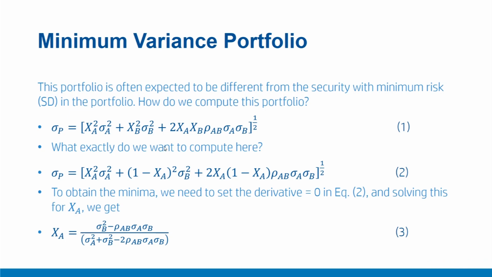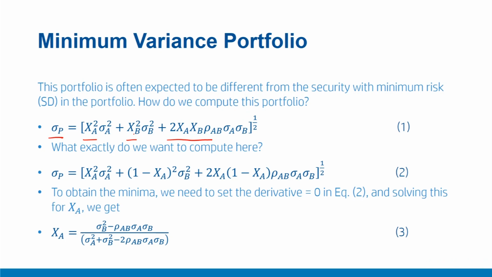We already know the generic formula for portfolio risk as shown here. The formula is simply sigma p is equal to (xa square sigma a square plus xb square sigma b square plus 2 times xa xb rho ab sigma a sigma b) whole to the power 1 by 2. This is for the two security case.